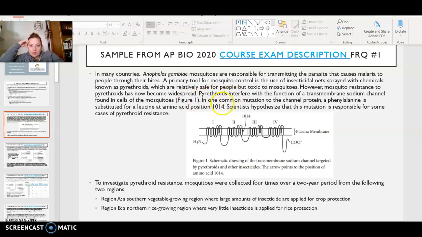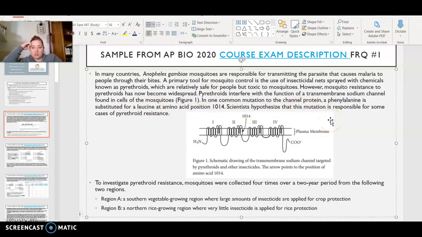So, in one common mutation to the protein, phenylalanine is substituted for a leucine at position 1014. Scientists hypothesize that this mutation is responsible for some cases of this insecticidal resistance.